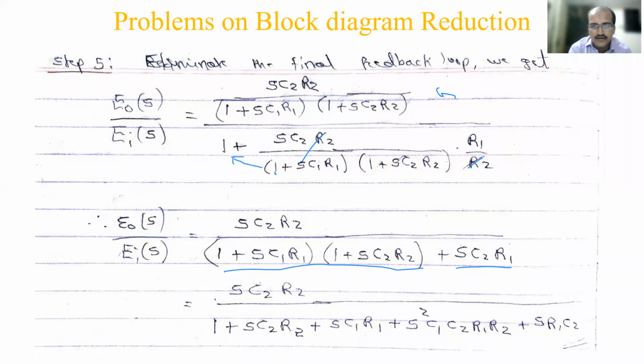And this complete denominator will cancel, both numerator and denominator. The numerator remaining is SC2 R2, so it is written. In the next step, you can simplify and write this. You can multiply 1 into 1, 1 into SC2 R2, it is written. Then SC1 R1 into 1, SC1 R1. Then these two, SC1 R1 into SC2 R2, become S square C1 C2 R1 R2, and then SC2 R1 or S R1 C2.